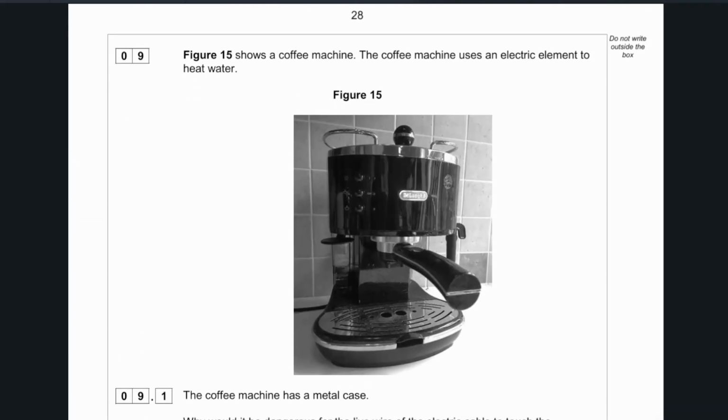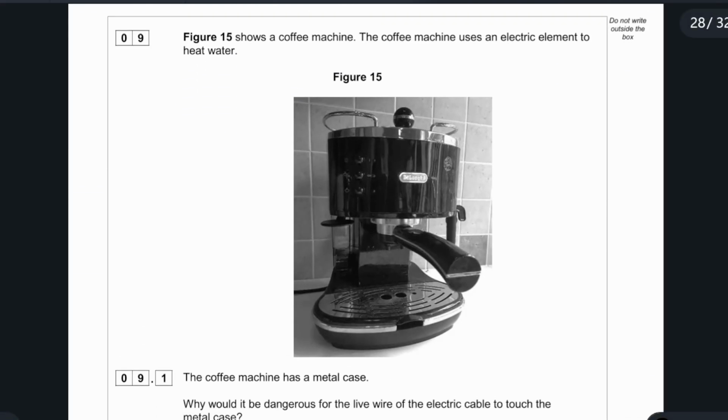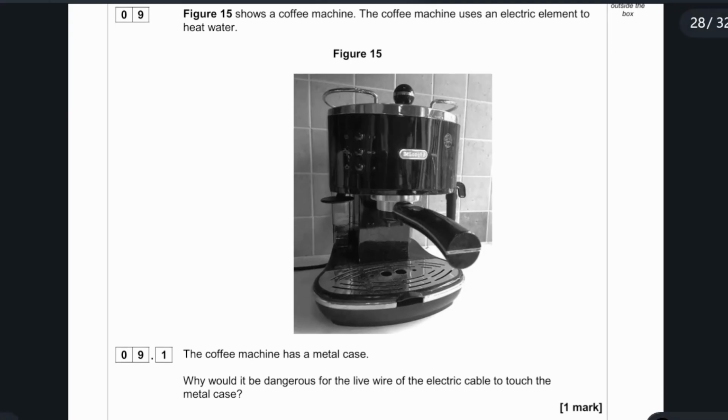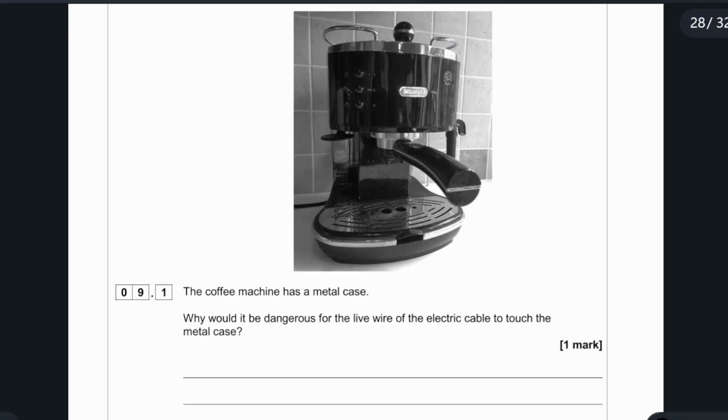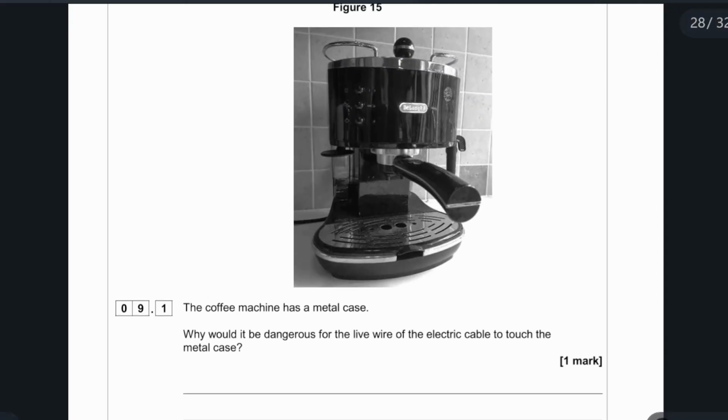Question 9 then, figure 15 shows a coffee machine. The coffee machine uses an electric current or electric element to heat the water. The coffee machine has a metal case. Why would it be dangerous for the live wire of the electric cable to touch the metal case? Well, metal is a really good conductor. So if you have a live wire touching that metal, it's going to conduct that electricity, and you're going to present a risk of electric shock, because anyone that touches the case could then potentially get shocked because there's electricity flowing through it.